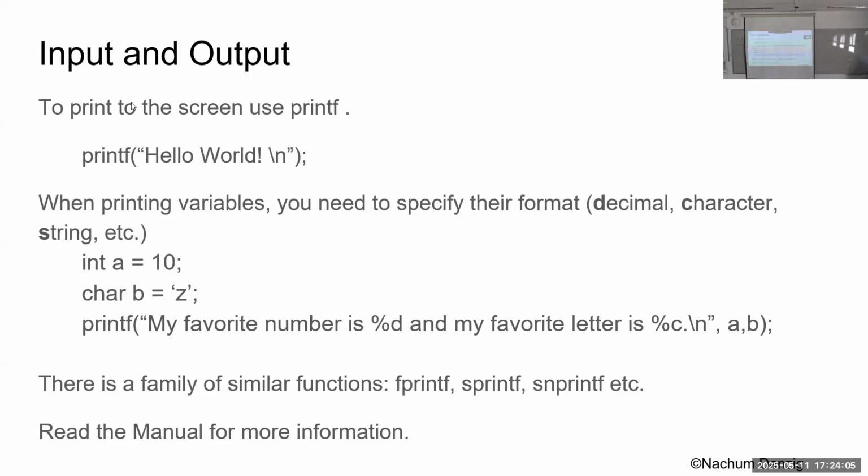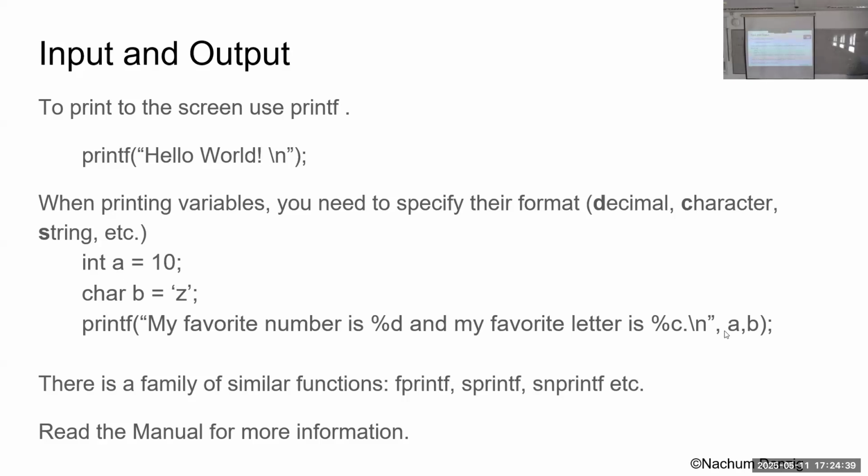Okay, input output. First thing you got to know, most basic thing, how do you print something? You use printf, hello world, and in parentheses, you put what you want to print. When printing a variable, you need to specify the format, which means either decimal, character, or string. So for example, actually D is not a good name for decimal, but it really means digit. Actually, it's better than decimal. I should change my slide here.